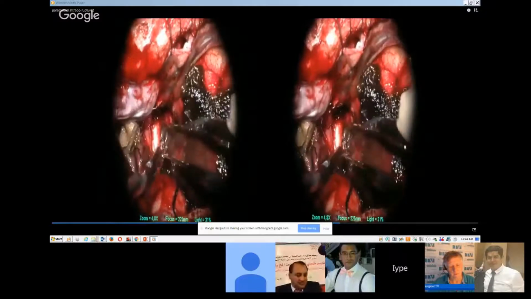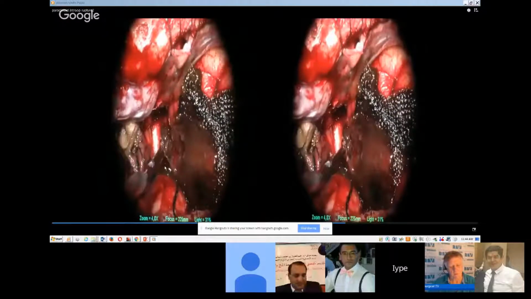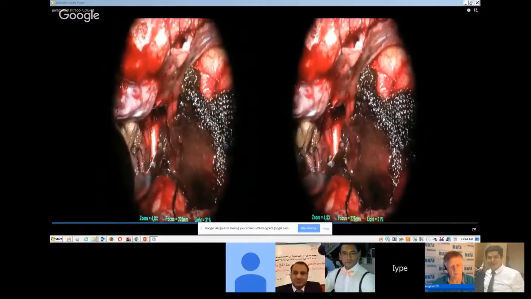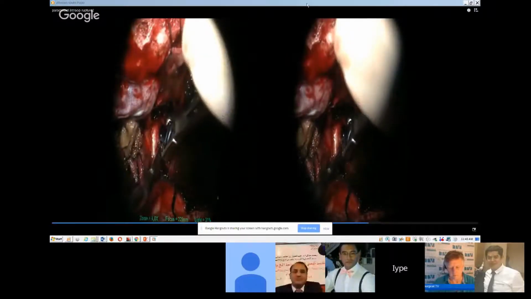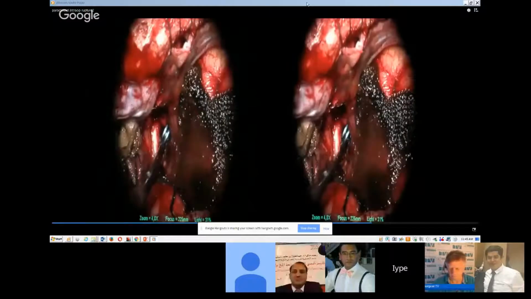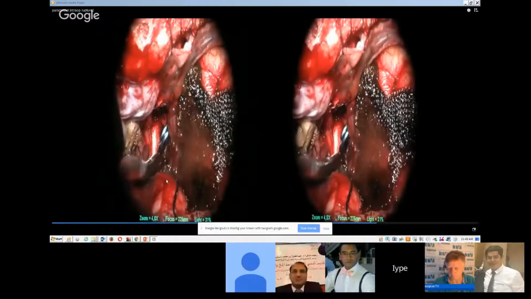If you know how to expose the cavernous carotid, it becomes a very easy case. But if you don't know how to do this, then it becomes a very difficult case, because it becomes very difficult to pass the clip. So that is a clipped aneurysm.